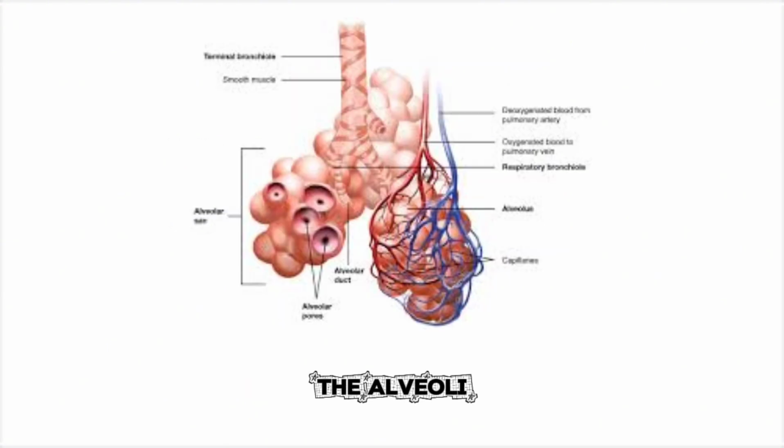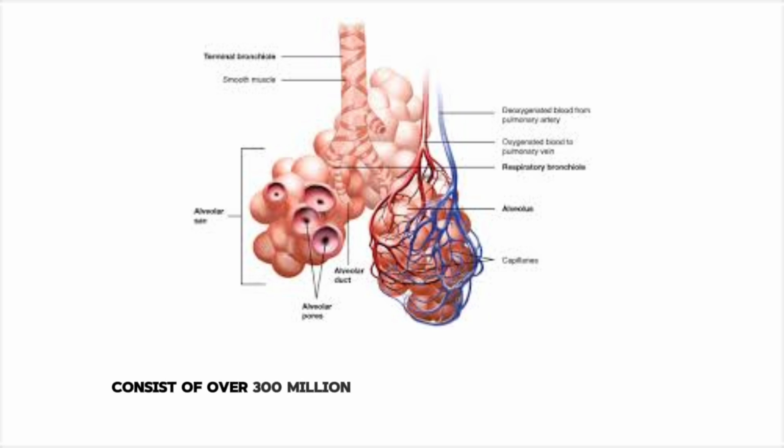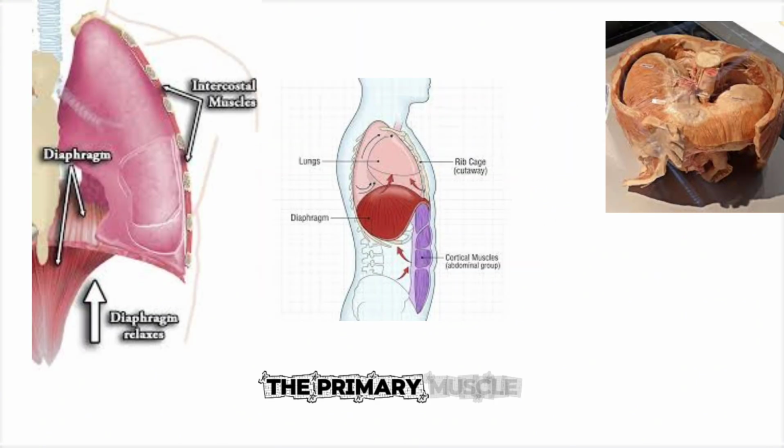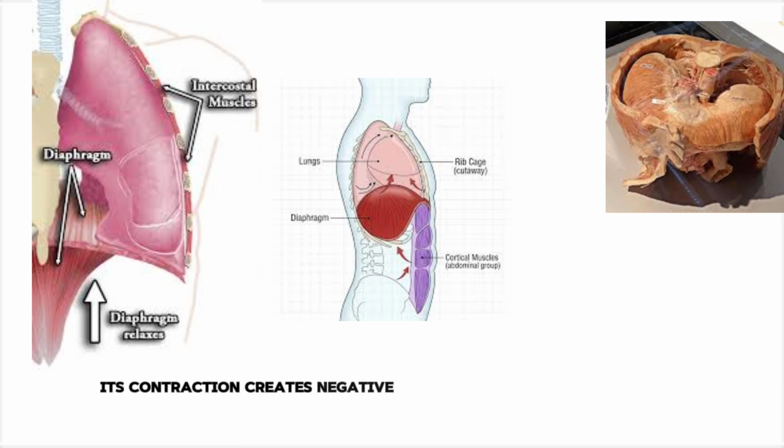The alveoli. The terminal ends of the respiratory zone consist of over 300 million microscopic air sacs called alveoli. These are the primary sites for gas exchange, providing a massive surface area to maximize efficiency. The primary muscle. The diaphragm is the chief muscle of inspiration. Its contraction creates negative pressure within the chest cavity, drawing air into the lungs.